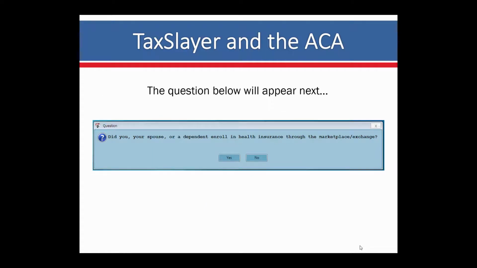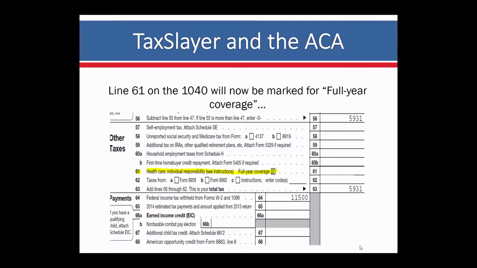The question below will appear next. Did you, your spouse, or a dependent enroll in health insurance through the marketplace or the exchange? We would answer no to this question. Line 61 on the 1040 will now be marked for full year coverage.